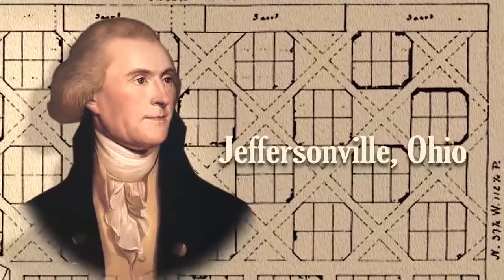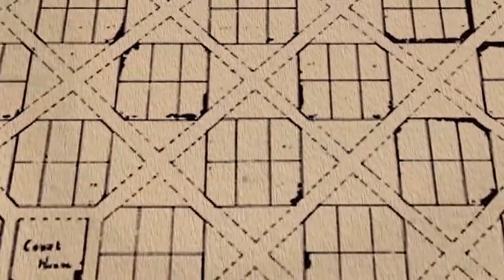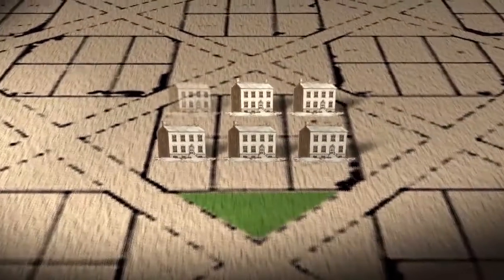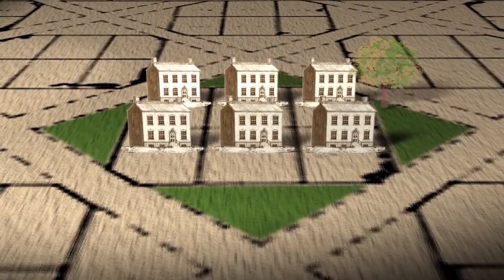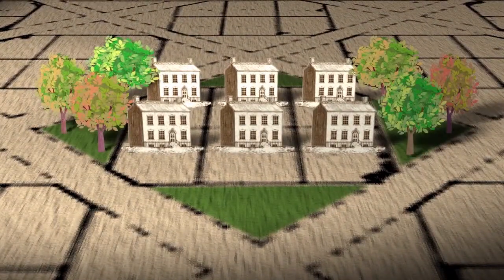Even Thomas Jefferson developed plans for a checkerboard grid city in the early 1800s. Jefferson's idea was to alternate each block of houses with blocks of open area. Each developed square would be surrounded by 4 park-like green spaces.